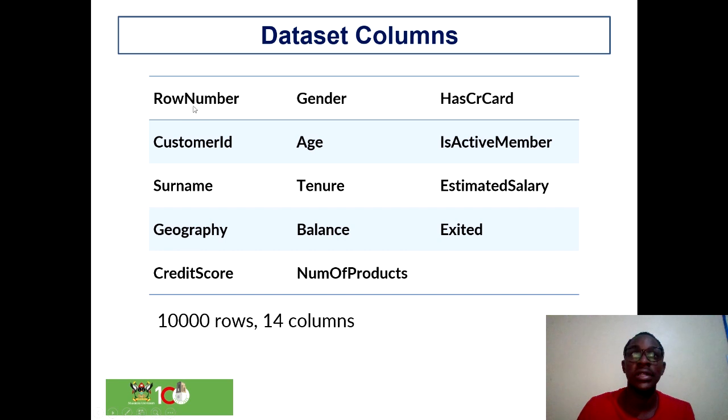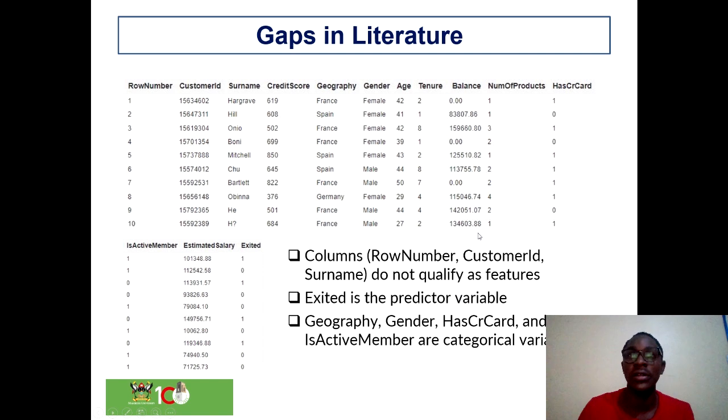The columns include the row number and customer ID, which uniquely represent a particular data point or row. And then they include the surname, the geography in terms of the country where the person is located, their credit score, their gender, how old they are, how long they've been with the bank, their bank balance, the number of products they subscribe to, whether or not they have a credit card, whether or not they are an active member, their estimated salary, and whether or not they exited the bank. So at first glance, this is what the dataset looks like.